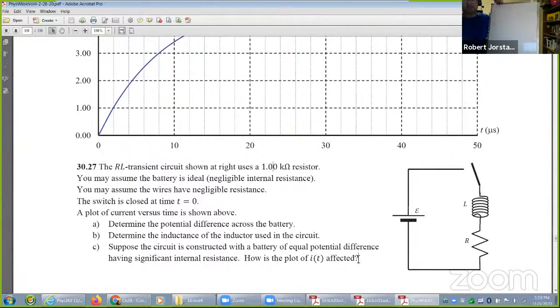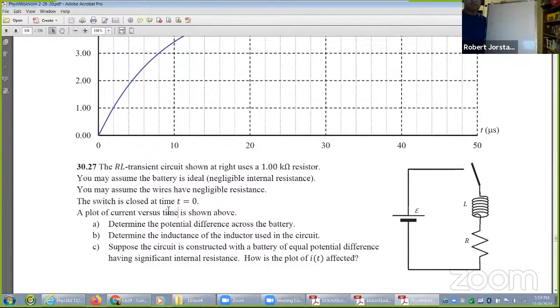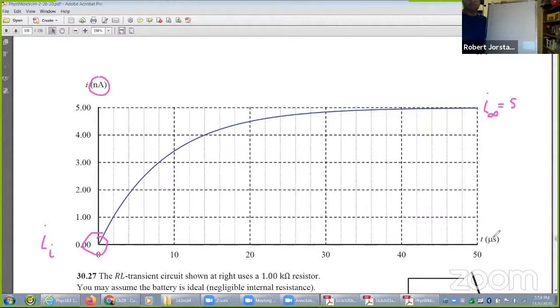Don't forget that you also need to know how to do these problems with graphs. We did a bunch of this in the RC transient lab. So hopefully you could identify, aha, this would be I initial. And we could see that I at time infinity is about 5. Don't forget to read your units, nanoamps, and oh boy. So this is going to be great.